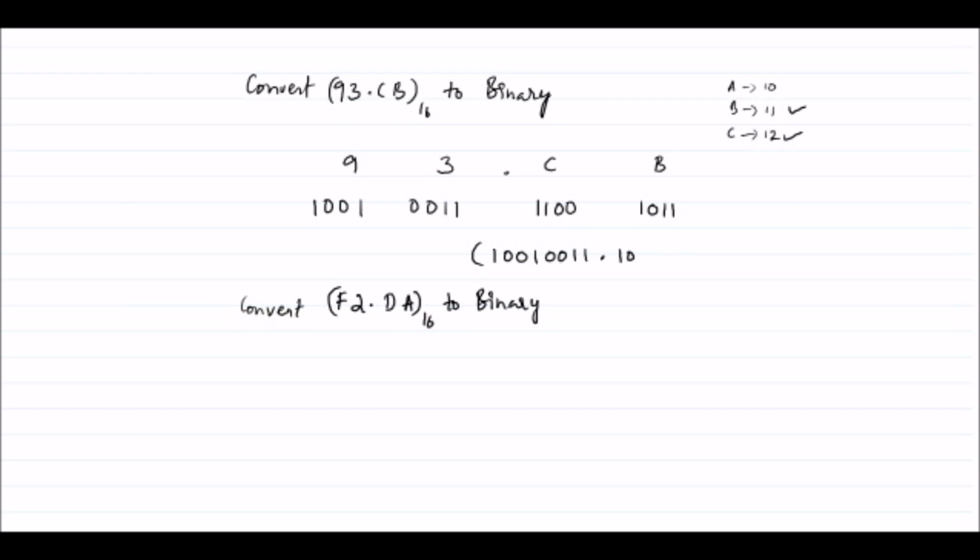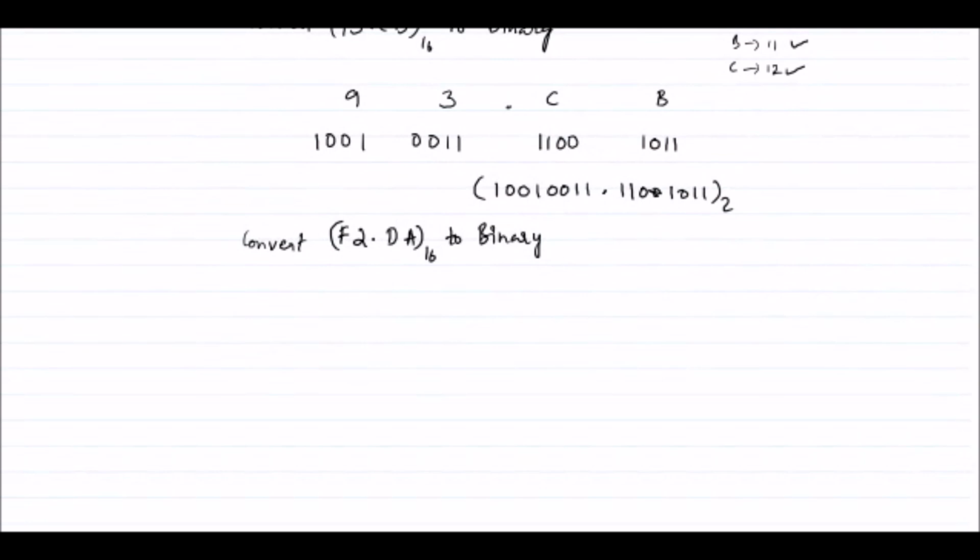1001.11001011 base 2. Okay, so this is the binary equivalent value of hexadecimal number 93.CB, which is converted to binary. So if you understood the process of converting, please try this example and get the answer for it.